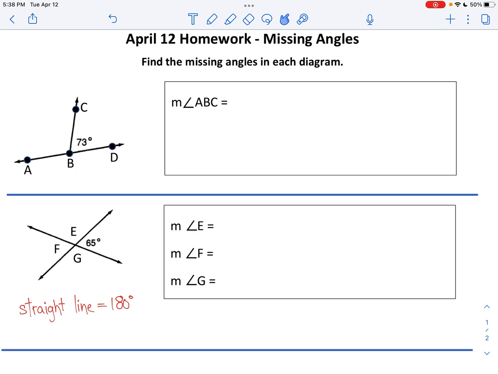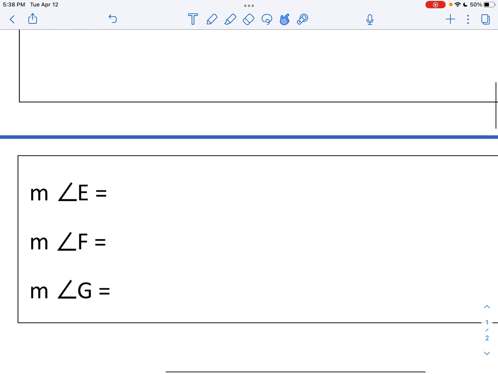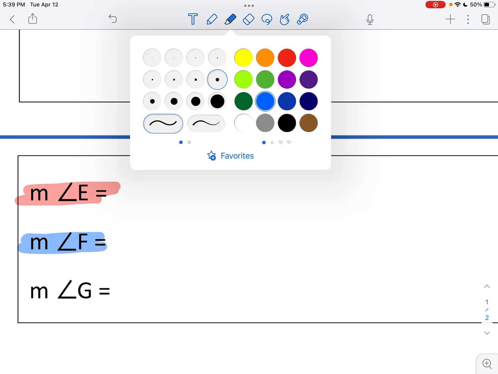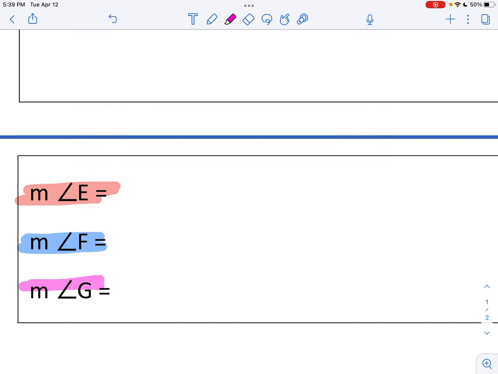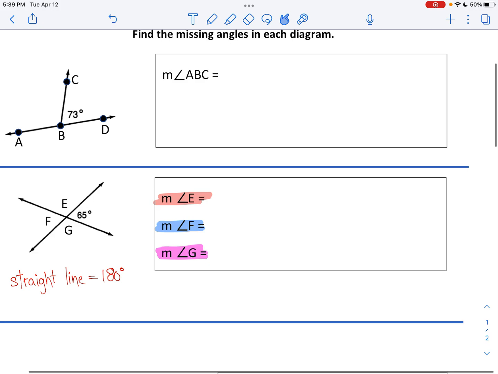So I can see in this box, it tells us that we're supposed to find 3 angles. We're going to find angle E. See how it has that M in front? That means the measure. That means how big is it, right? So the measure of angle E, we're going to find the measure of angle F, and we're going to find the measure of angle G. So we should be able to find those letters over here on the side.